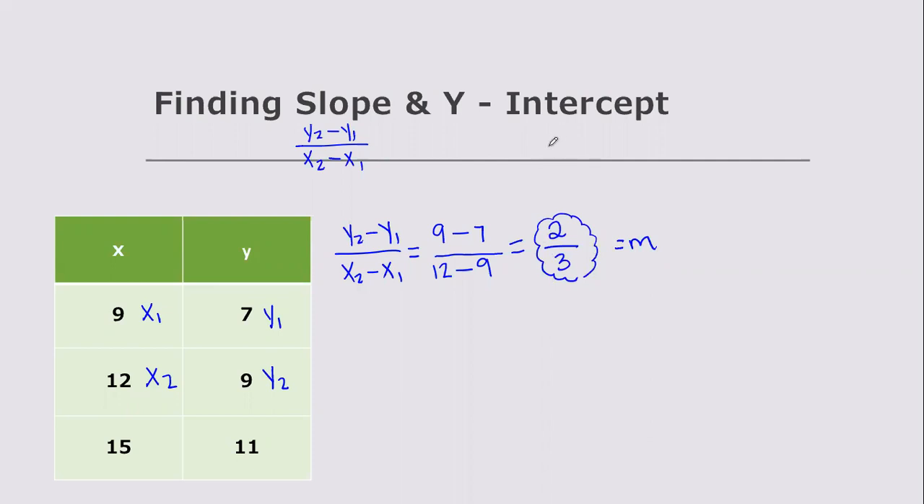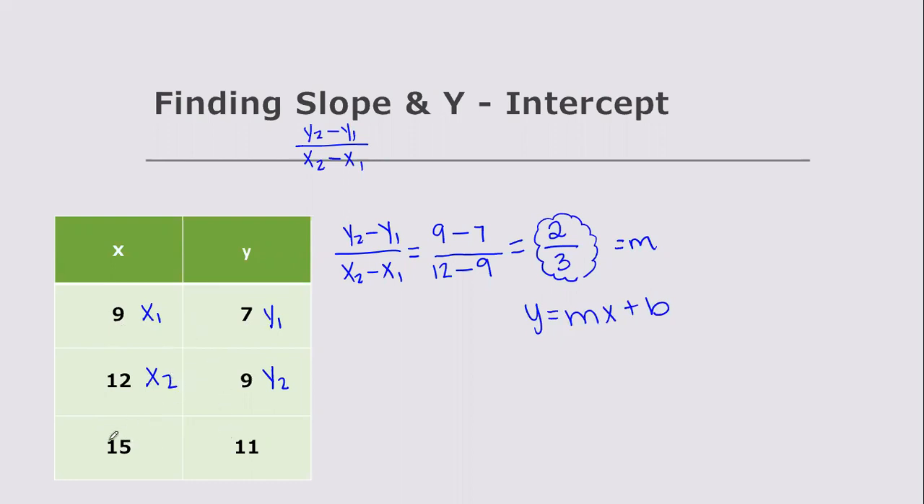All right, now we're going to find our y-intercept. So y equals mx plus b. This is our linear equation. And the only reason we're plugging in x and y is because we want to find b. But in our final equation, x and y are not going to be plugged in. So choose a point. It doesn't matter which point you choose. I could choose 9, 7. I could use 12, 9. I could use 15, 11.